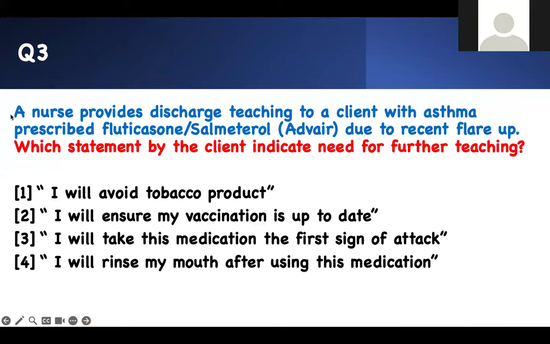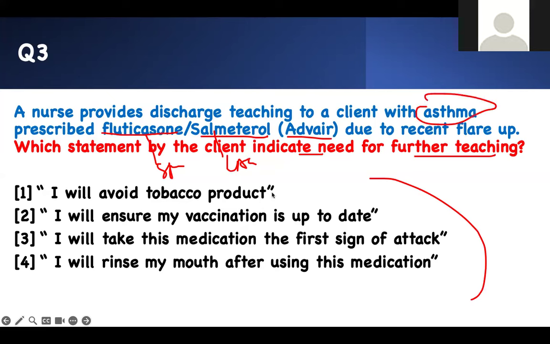Number 3, respiratory. Respiratory questions require a lot of content and thinking. Which statement by the client indicates the need for further teaching? They're saying something bad, needing further teaching. Let's provide teaching to a client with asthma prescribed fluticasone and salmeterol, called Advair, due to a recent flare. Look at it. You have a steroid and a long-acting medication. Therefore, look at the answer choices and whether they're consistent with that and asthma.